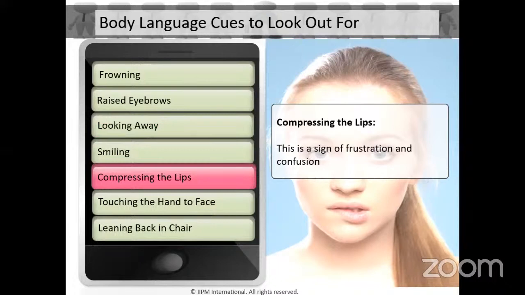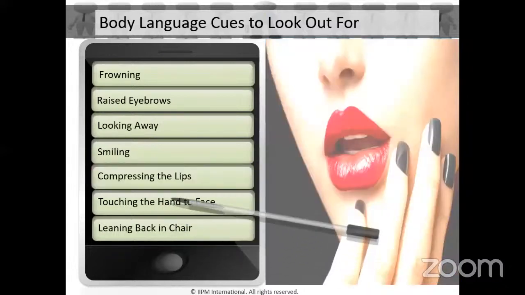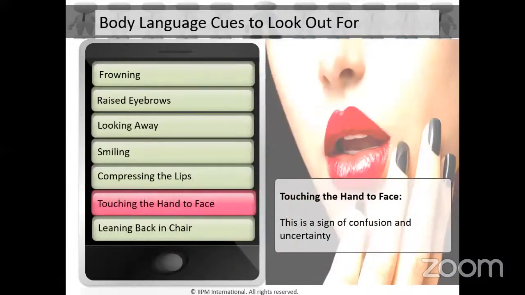Okay, so compressing the lips is a sign of frustration and a sign of confusion, okay? Another one is touching the hand to the face. When someone is always touching their hands to their face, it is also a sign of confusion. They're trying to wonder what's going on here, what's happening.